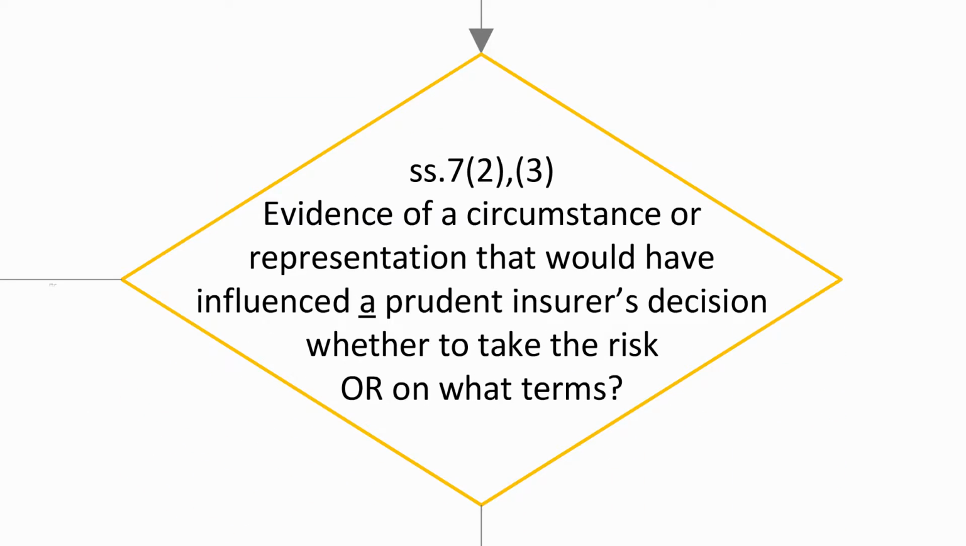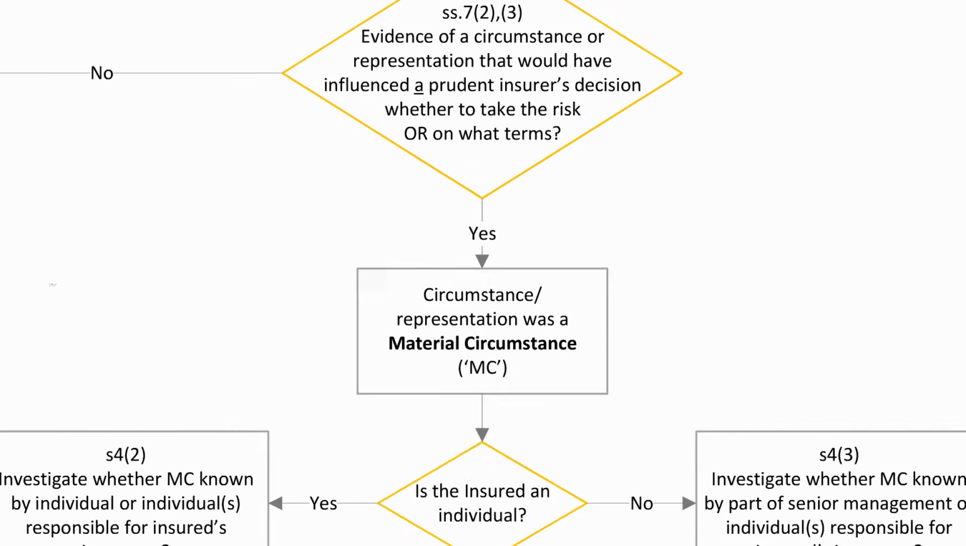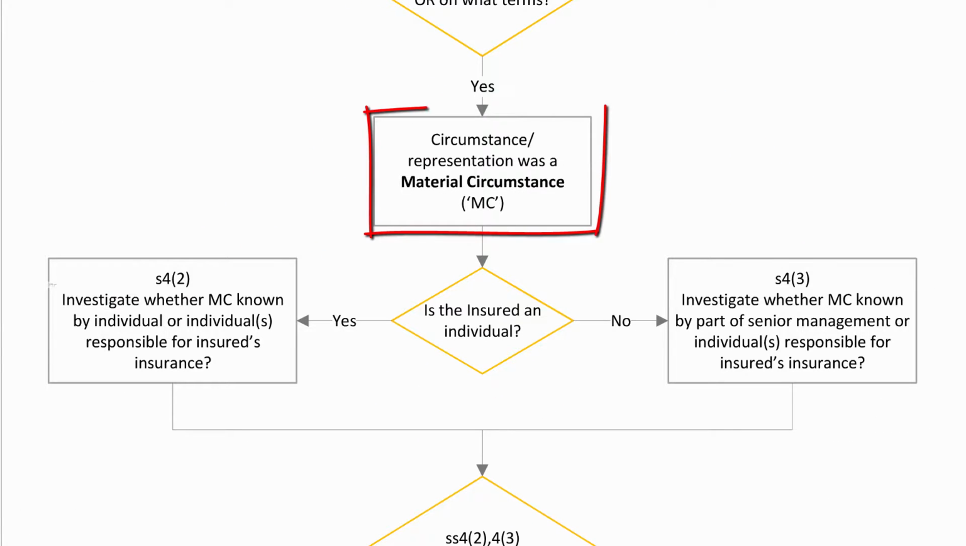The first question is connected to the definition of material circumstance. That is really information that a prudent insurer would want to know about. If you're considering this as part of a claim, you probably already have some information of this type. What you should have is evidence of a circumstance or representation that would have influenced a prudent insurer's decision as to whether to take on the risk or whether to take it on under different terms. If there is such evidence, then you need to move down through the chart. If the answer is no, then the insured has already disclosed every material circumstance that it knew or ought to have known. The grey box here reminds you that this is a material circumstance, which is a term used by the Act.